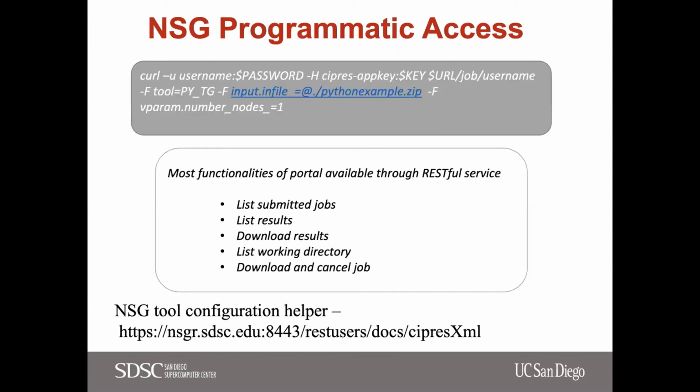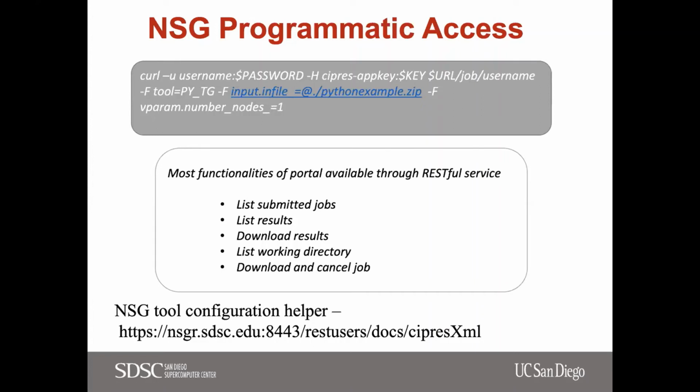To show you how programmatic access looks for submitting the same zip file, this is just a simple line, and as you can see, you have to specify the username, the password, the key, and the URL. The tool here is Python, which is the same thing I did using the portal. The input file is a Python example zip, and I'm running it on number of nodes 1.